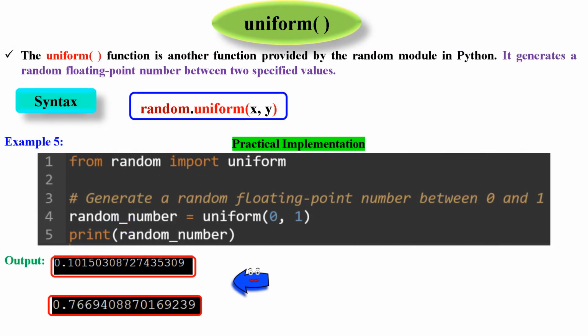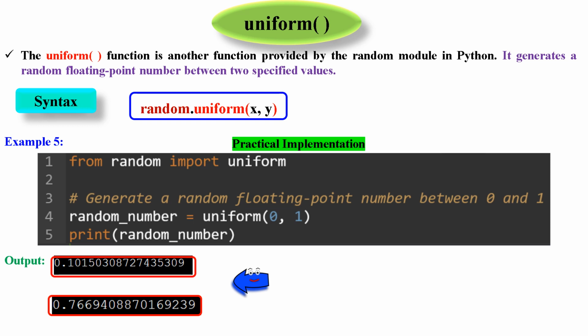Let's learn some more functions of the random module. The uniform function is another function provided by the random module in Python. It generates a random floating point number between two specified values. The syntax is random.uniform of x, y.